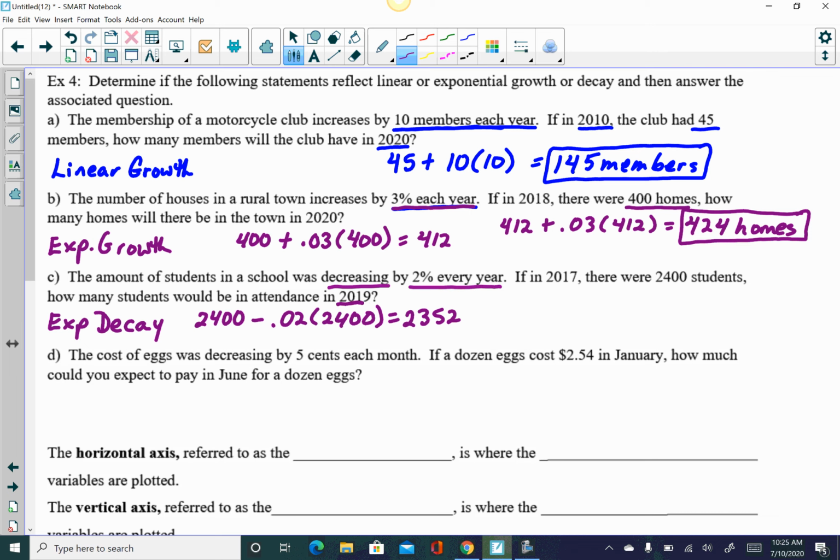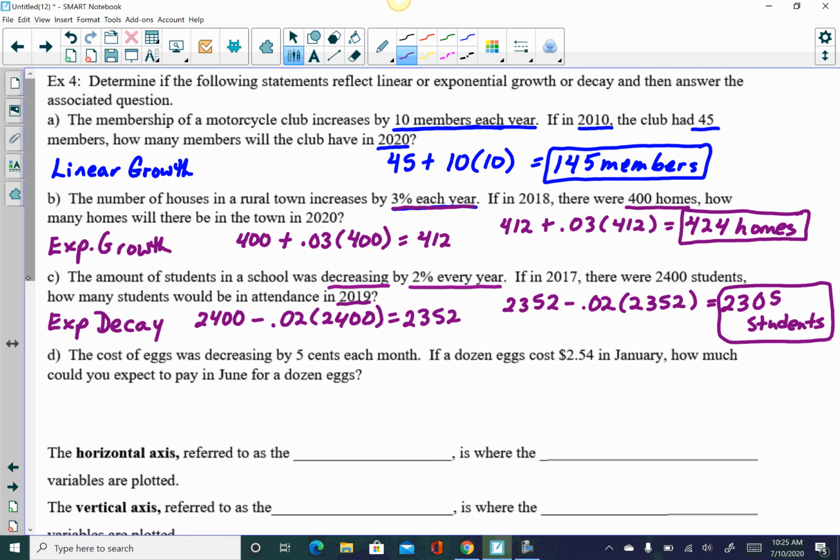Now to get to 2019, we're going to take this 2352 and reduce it by another 2%. And when we do that, you get 2304.96, so round to the nearest whole number, so 2,305 students. Final answer.